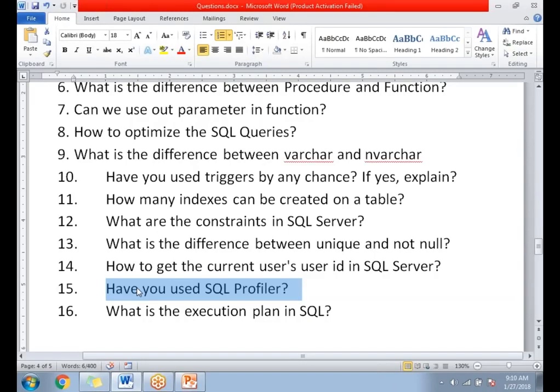So these are the list of questions faced by my friend. These questions may vary from person to person, because they depend on the panel during the interview time.